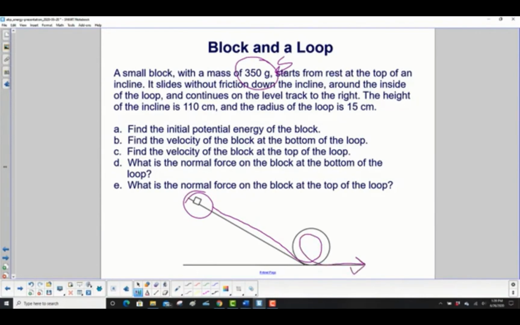The height of the incline is 110 centimeters. Oh, there's another conversion, and the radius of the loop is here. That's another conversion. Find the initial potential energy of the block. Find the velocity of the block at the bottom of the loop, then find it at the top of the loop. And then what is the normal force on the block at the bottom of the loop, and then at the top of the loop?